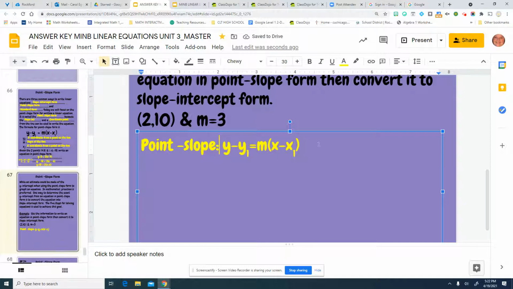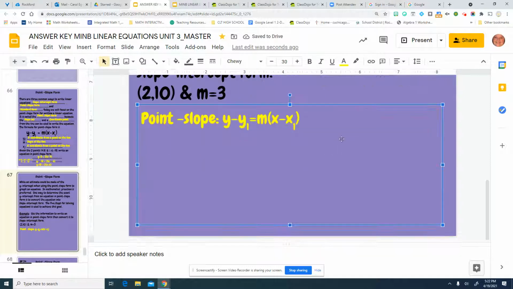So using our information, let's plug in or substitute in what we know. So we don't know the general y. That's always going to be there, kind of like how the y and the x is in slope-intercept form. So y minus, based on this, our value for y1 is 10. So y minus 10 equals, they've given us a slope of 3, so m is 3. We don't know the general x, minus the x1 is 2. So y minus 10 equals 3 times x minus 2.